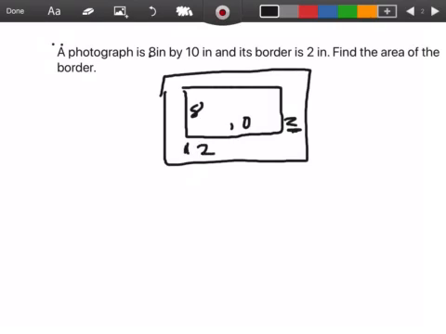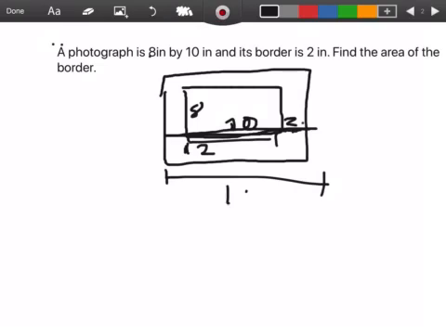So the way we do this is we find the area of the whole thing. So we don't know what the area of this is, but we know the length of this. Since the border is 2, this whole thing, just right here, will be 10. And since there are 2 on each side, it will be 14. So you do the same thing here. 2 on each side, so it'll be 12. So now we find the area, 14 by 12.